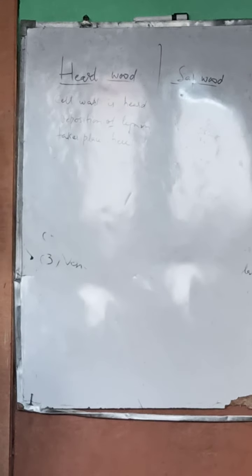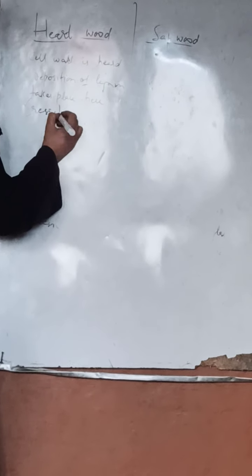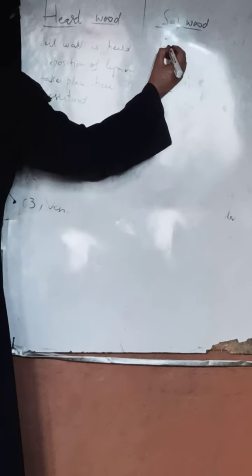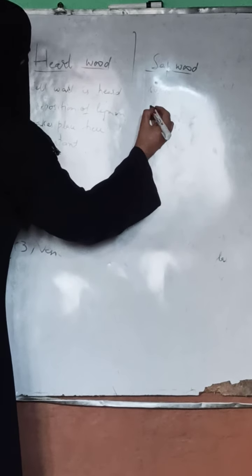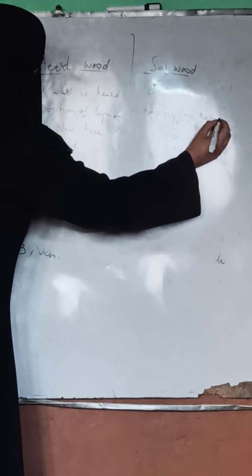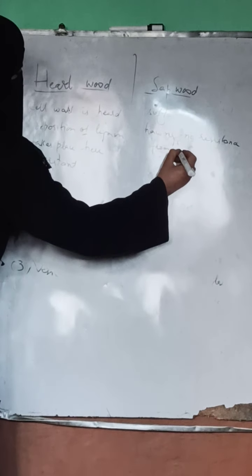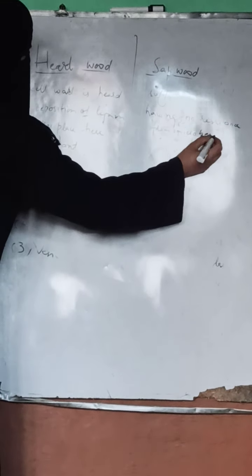This deposition of lignin makes this type of wood resistant. But in case of sapwood, there is no resistance because it is soft. It has no resistance from microbes because of its softness.